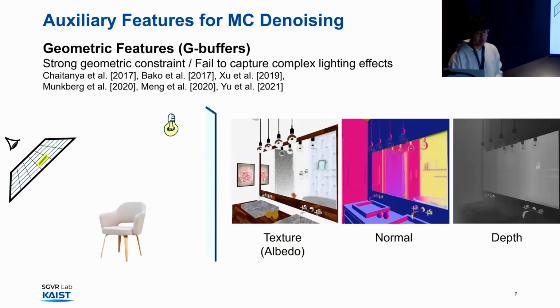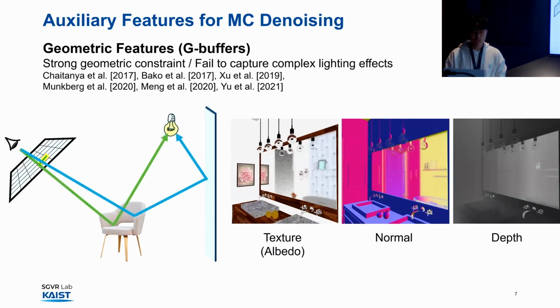During denoising, we can use auxiliary features, which can be easily obtained during the rendering process. Among various types, the most common and popular choice is geometric features, or G-buffers. These G-buffers contain 3D geometric information of the first bounce of the rays, such as textures, albedos, normals, and depths. While they provide strong geometric constraints for denoising, they often fail to capture complex lighting effects.